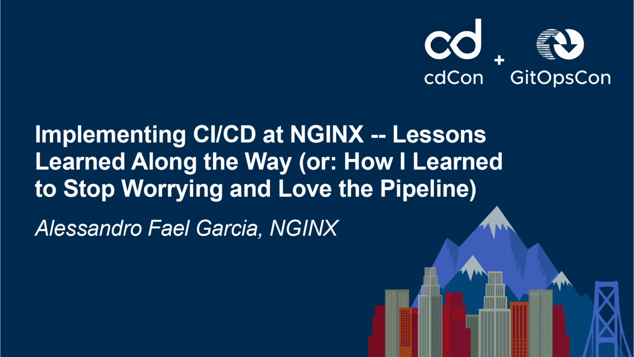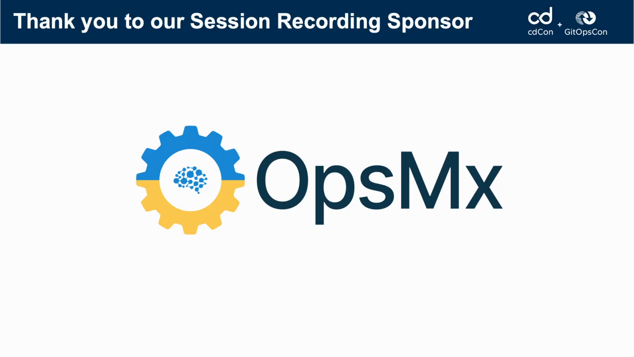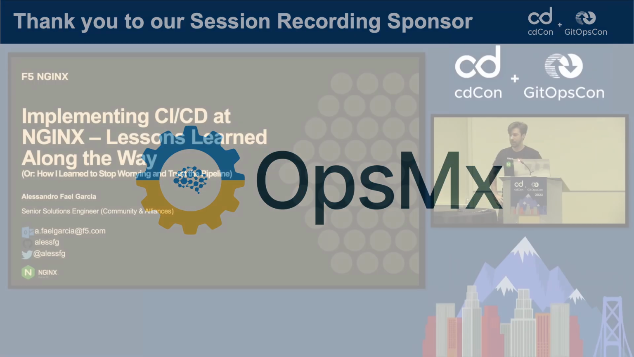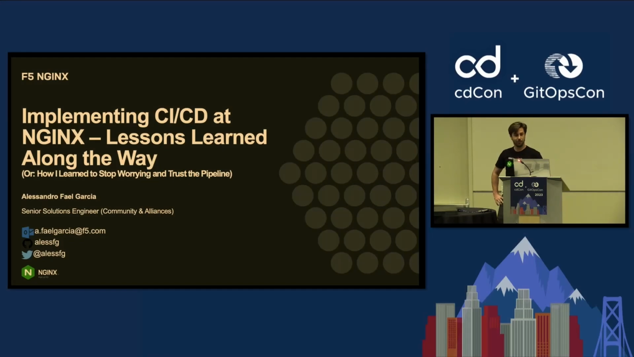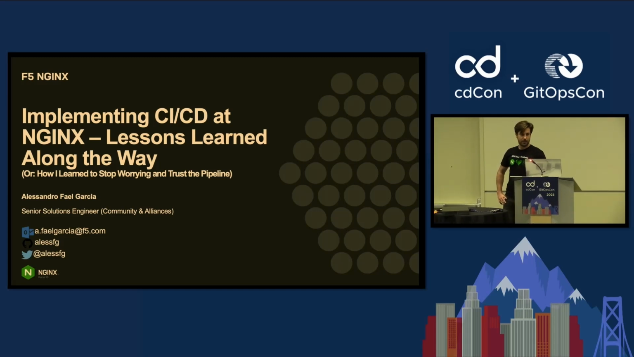My name is Alessandro Fael Garcia. I'm a senior solutions engineer in the NGINX community analysis team. And I also happen to be the main/only internal developer for two of our most popular open source projects. One of them is the Docker NGINX unprivileged image, and the other one is the Ansible NGINX role.